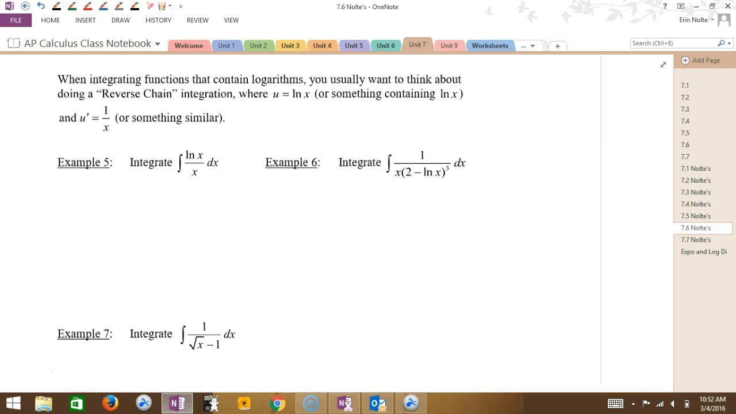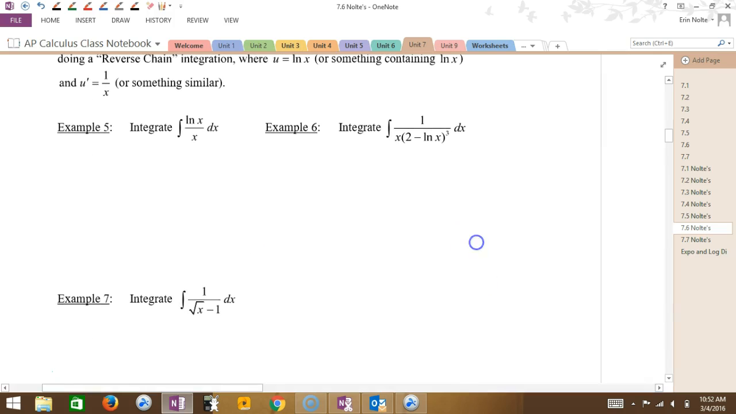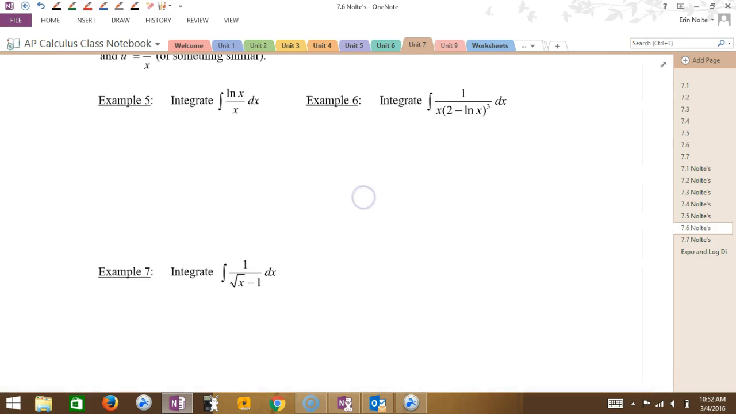Okay, so the next part here is basically doing U-substitution, which I did before, but we're going to actually rewrite the function in terms of u's and actually do the actual substitution part. Okay, so for example 5, are we ready over there? Yeah. Okay, how would I do this first question?